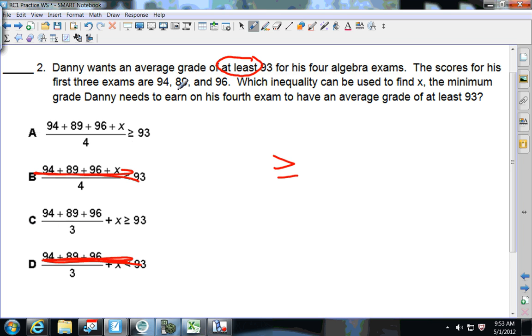When you're talking about an average, you're talking about the mean. Why is C not correct? Well, there's an X right here. If there's 4 tests, if they're taking the average of the 4 tests, you have to divide by 4, so your answer should be A.